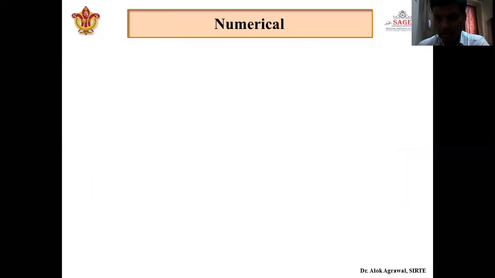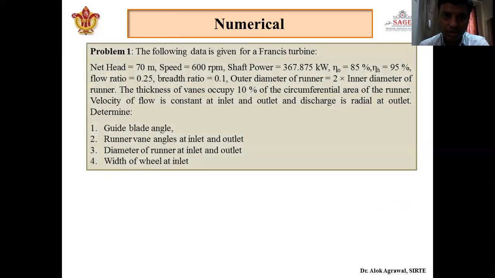Now moving forward to the numerical on the basis of what theory we have just gone through. So this is the first problem of Francis turbine. It is given that net head is 70 meter, speed is 600 rpm, shaft power is given, overall efficiency and hydraulic efficiency are given.